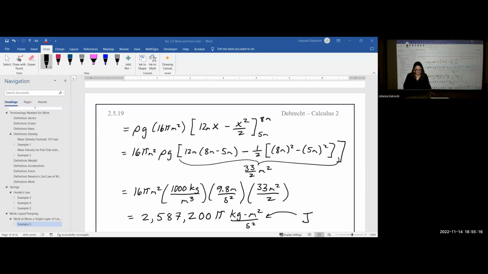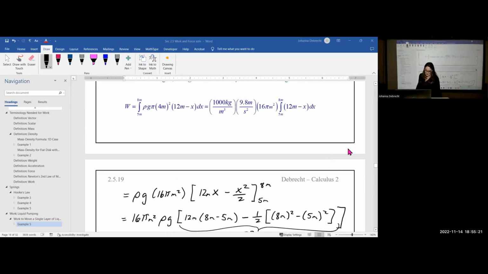So let's go ahead and take a look and see how you did in setting up your integral. So there was the integral that we had. When you integrate, it's pretty straightforward. It gives you 12 meters times x minus x squared divided by 2, evaluated from 5 meters to 8 meters. Notice that the rho g I just left as rho times g. It's faster to write than writing it out, times 16 pi meters squared. I'm keeping the units there. Then I substituted the limits of integration here, and this gave me 33 divided by 2 meters squared.